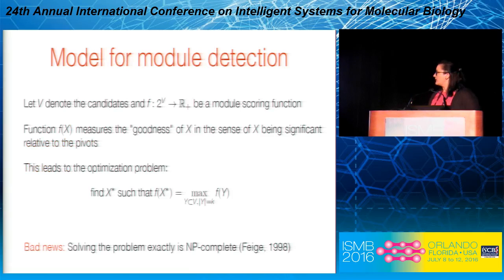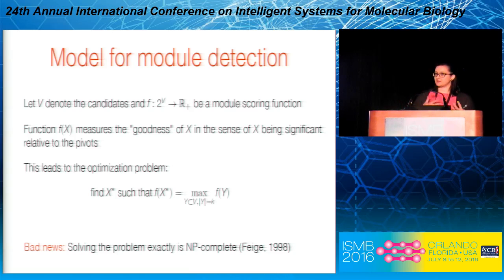A bit of formality: let's assume that we have a set V, which is a set of all the candidates, and we have some set function, which is a module scoring function. Function F takes as its input a set of candidates and produces a non-negative real value, which indicates the quality of a potential module.